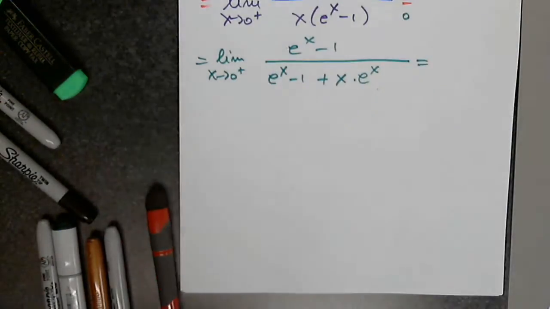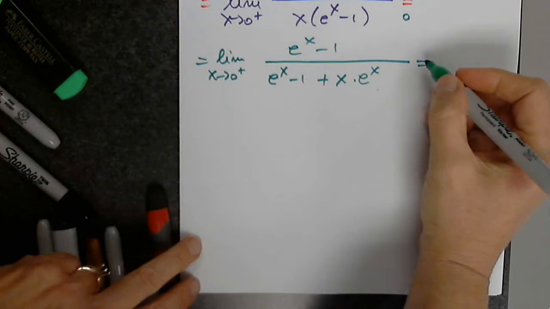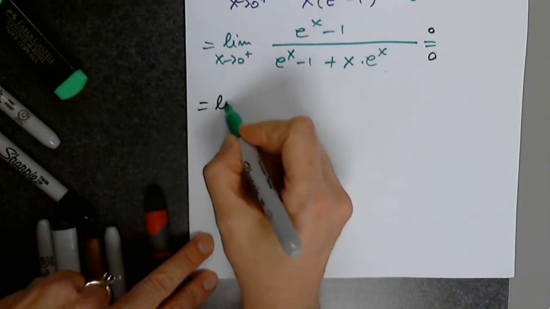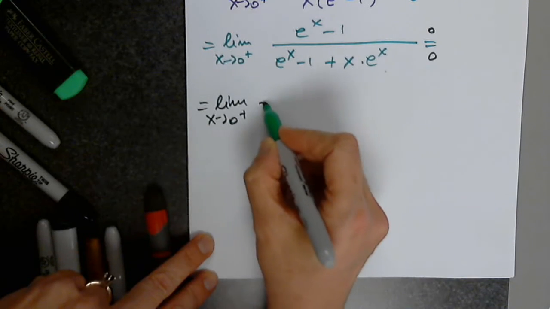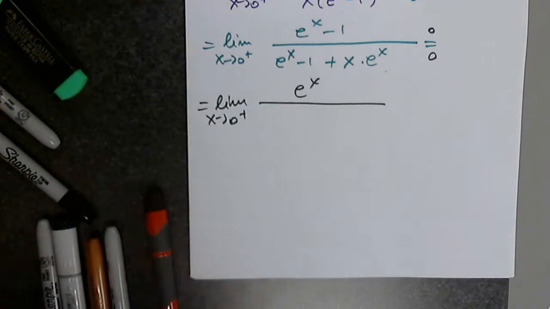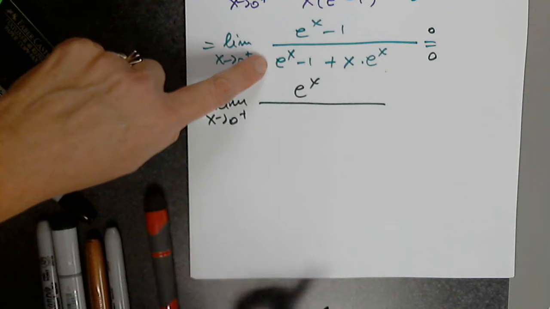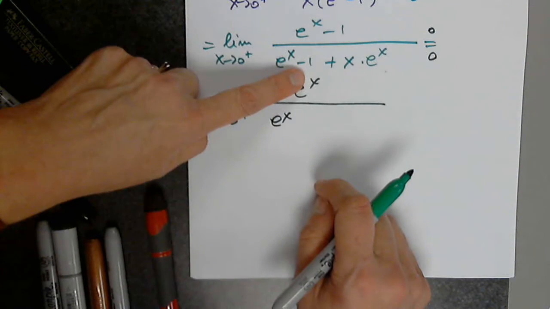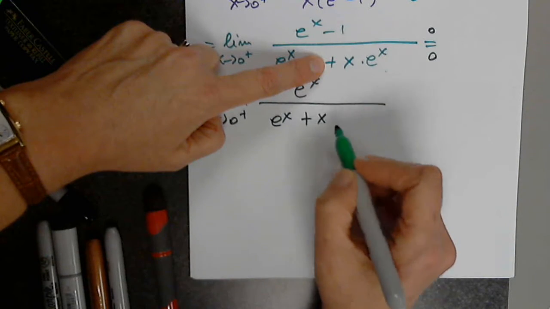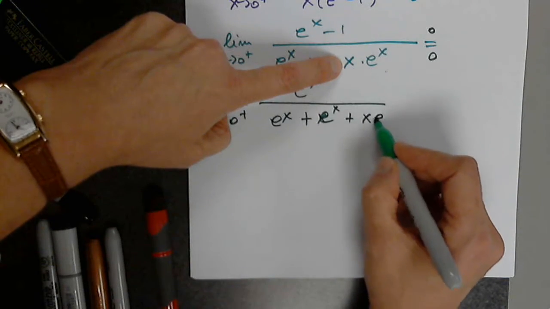Good. So now, where does the top go? Where does the bottom go? Very good. So then the limit as x approaches 0 from the right, the numerator, perfect. The denominator, what is this prime? Plus, this is a product. Plus. Yes. So e to the x plus x e to the x.